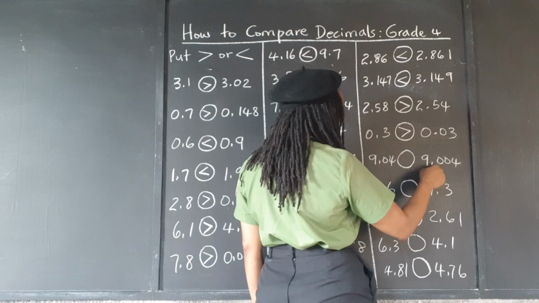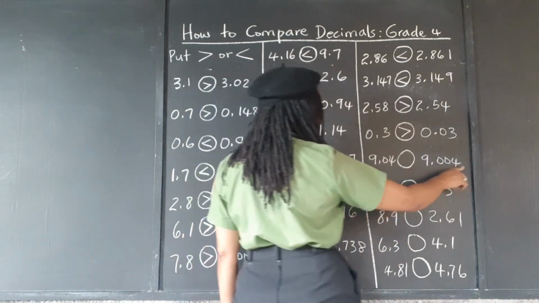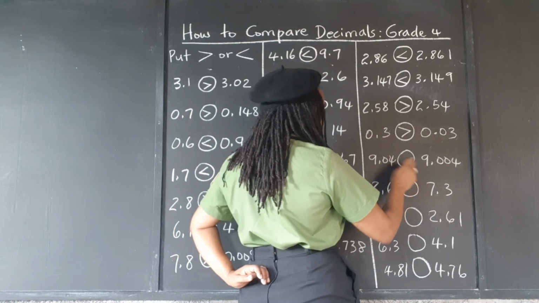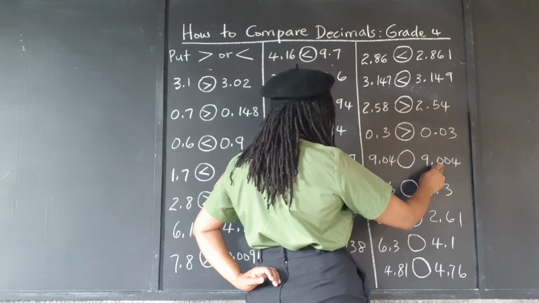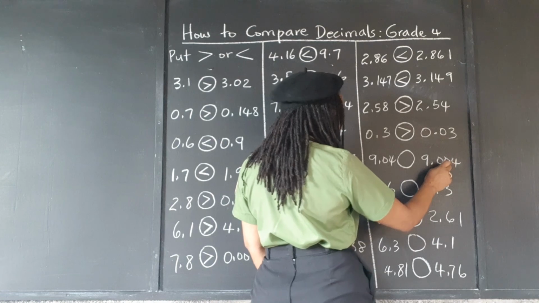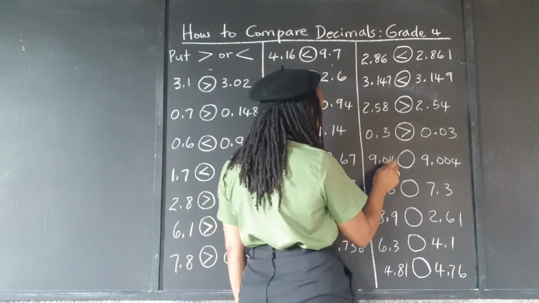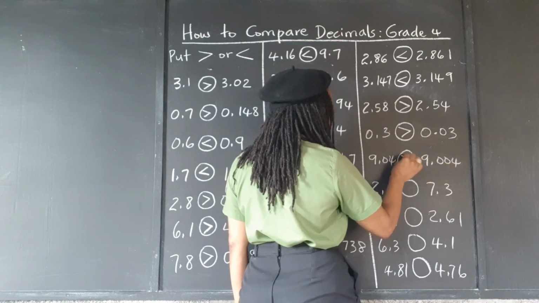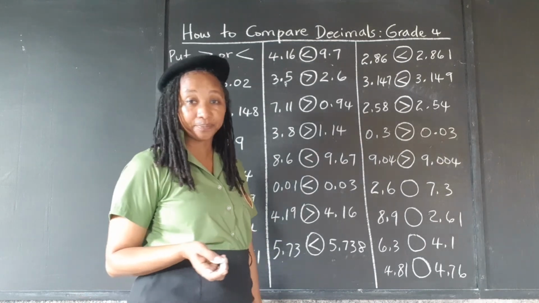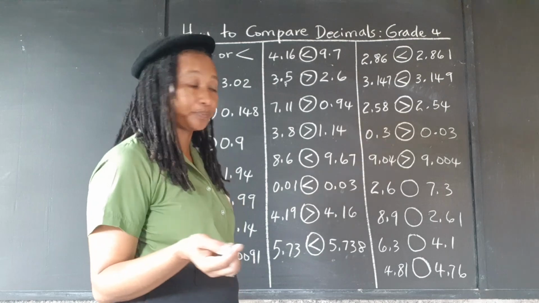9.04, 9.004. This has more digits, but look, they both have a 9 in the ones place. They both have a 0 in the 10th place. But this has a 4 in the 100th place, and this has a 0 in the 100th place. So this is the bigger number. 4 is bigger than 0. 9.04 is greater than 9.004.